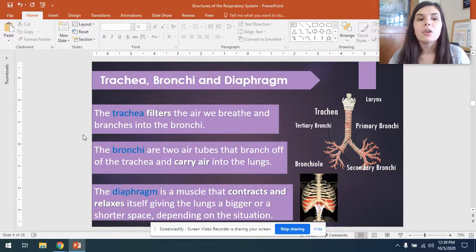The trachea is also sometimes referred to as your windpipe. The bronchi are the two air tubes that then branch off from the trachea and help to carry the air into your lungs. And the diaphragm is that muscle that actually sits right below your lungs and contracts and relaxes itself in order to give more space for your lungs to expand or release air, depending on the situation.